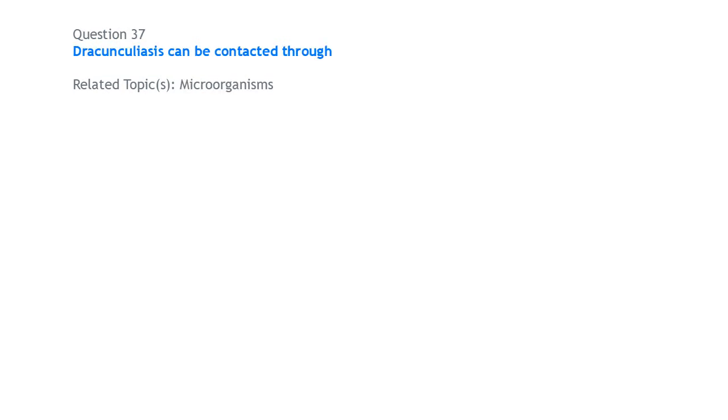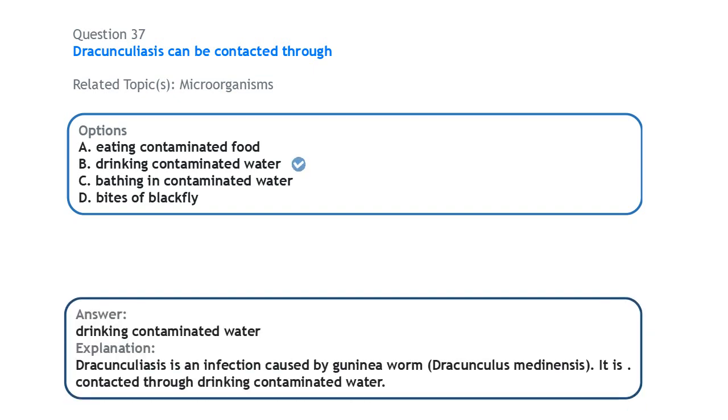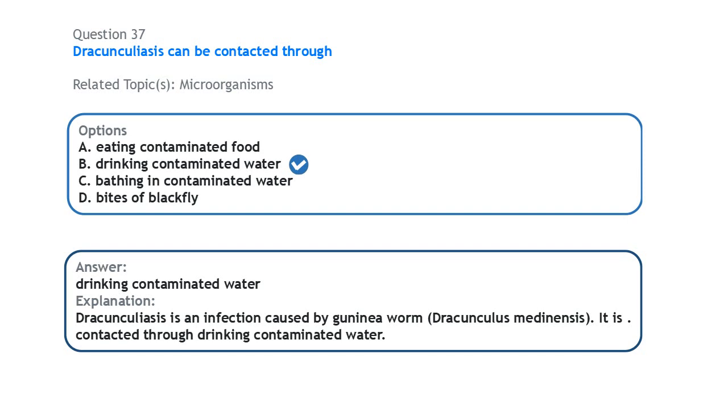Next, on microorganisms, the disease can be contracted through drinking contaminated water. So it is a waterborne disease. It can be contracted from the drinking of contaminated water, that is water that has this causative organism here, the guinea worm, Dracunculus medinensis. That is the causative organism of dracunculiasis.